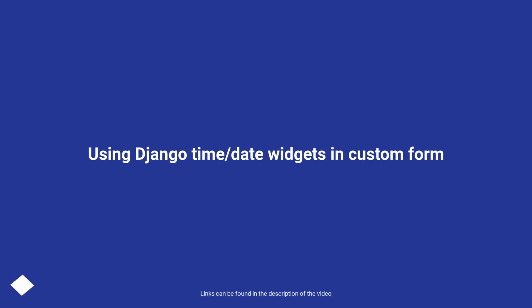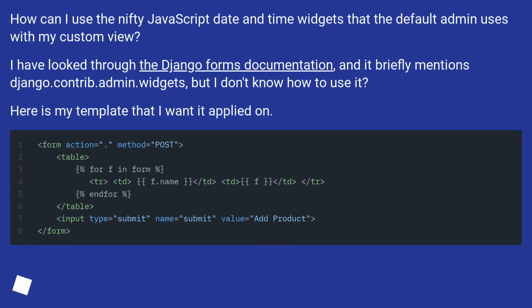Using Django time/date widgets in custom form. How can I use the nifty JavaScript date and time widgets that the default admin uses with my custom view? I have looked through the Django Forms documentation, and it briefly mentions django.contrib.admin.widgets, but I don't know how to use it.